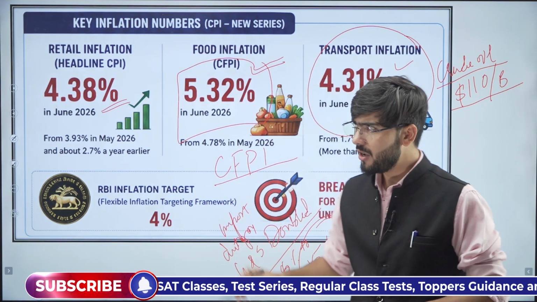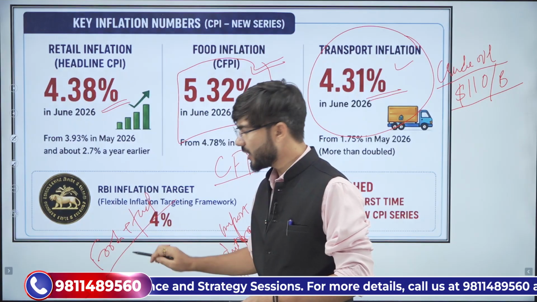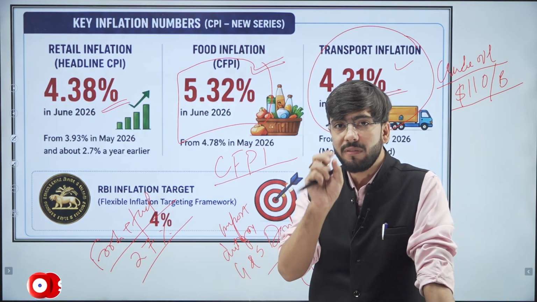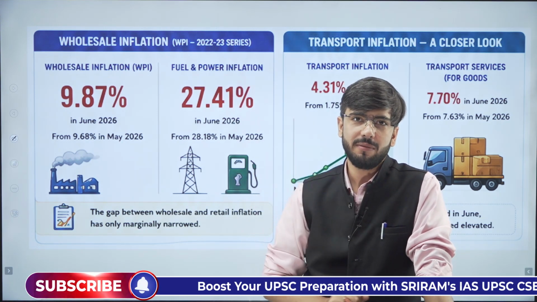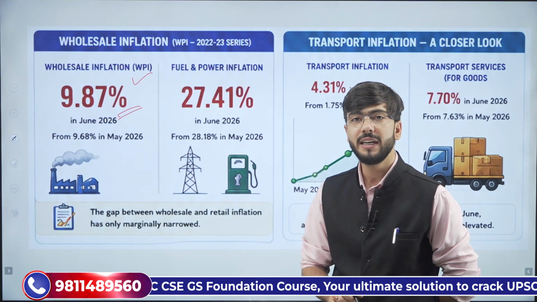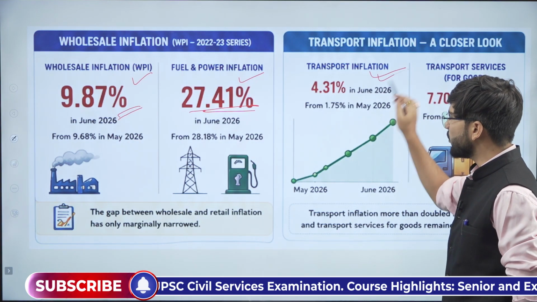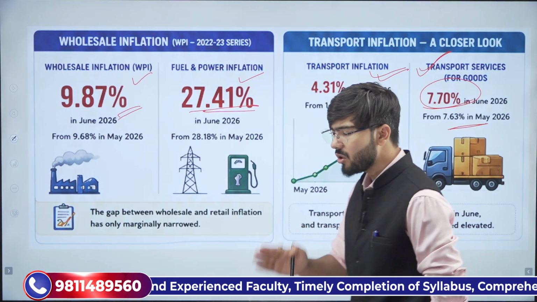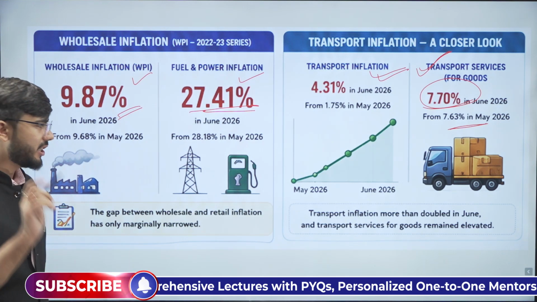One more reason behind this is that when you talk about food plus fuel inflation, this encompasses around 27% of inflation. There is an inflation rate of 27% in the food and fuel sector only. But when you talk about wholesale level, there is more inflation. At the wholesale level, the inflation rate in June 2026 was 9.87%. And fuel and power inflation is around 27%, which I discussed earlier. Transport inflation is 4.3%, and the price of transport services for goods has also increased to around 7.7%. Because of these factors, the inflation numbers are totally changing.